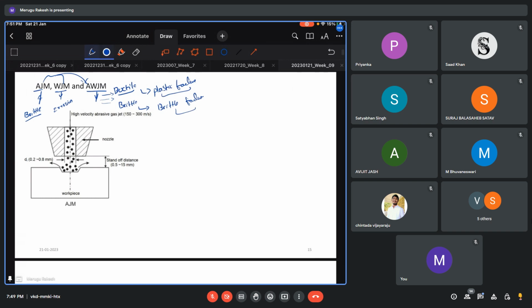Okay, and the rest is similar. In abrasive jet machining, we mix these abrasive and air particles and pass them through the nozzle. So this nozzle should have a very high wear resistance. So we use sapphire or tungsten carbide, materials which have very high abrasion resistance.